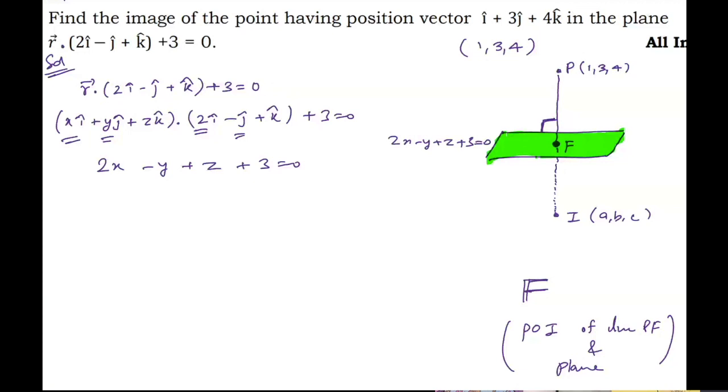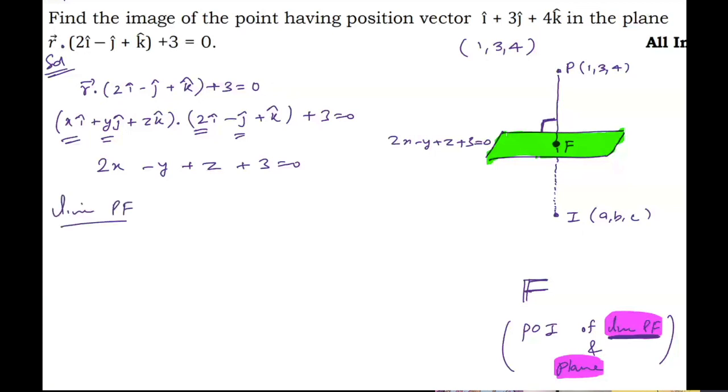So how to find the point of intersection? We must know the equation of the plane and we must know the equation of the line. Then we solve them simultaneously, as we have done in the previous question. So here we have the equation of the plane, but we don't have the equation of the line. So first of all, find the equation of the line. That means I'm going to find line PF.